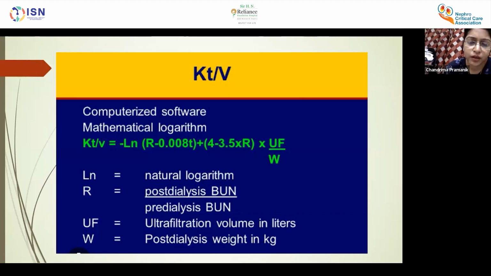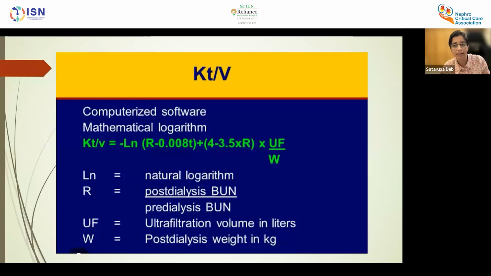Okay. The R coefficient over here is actually the urea. In addition to R, what else are you getting? This UF by W will give you the convective clearance that is happening when you are doing ultrafiltration. What else? The middle part of the equation, 4 minus 3.5 into R. What does this denote? This denotes the urea generation. For example, within the 4 hours or 5 hours of dialysis that we do, there is urea generation in the body, which is not taken into account in the URR equation.